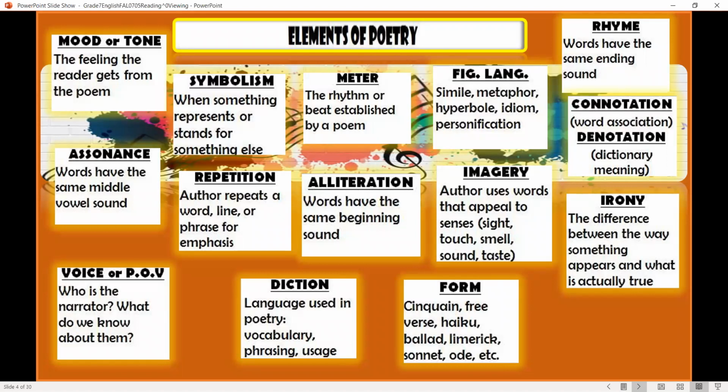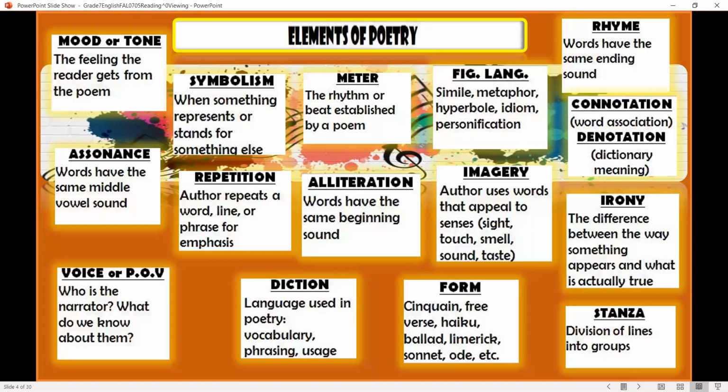All right. Then you have stanza, which is your verses. So you divide your lines up into groups. So there we go. Those are all the elements of poetry. There are a few you probably won't be learning about right now, but we'll focus on the ones we will be learning about. And you can always use it later on and at least say you know it.